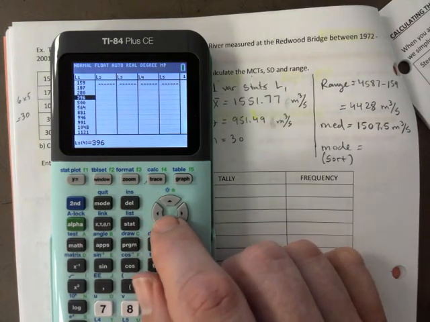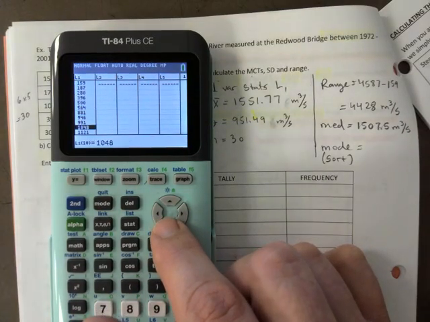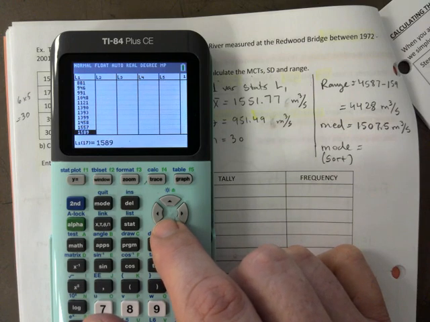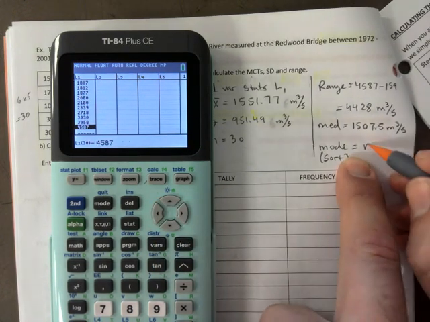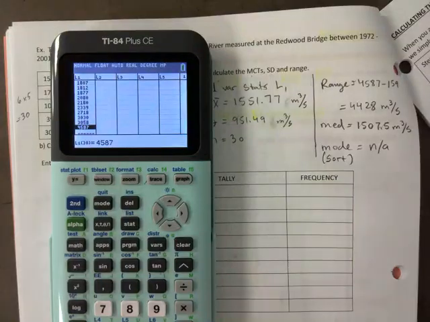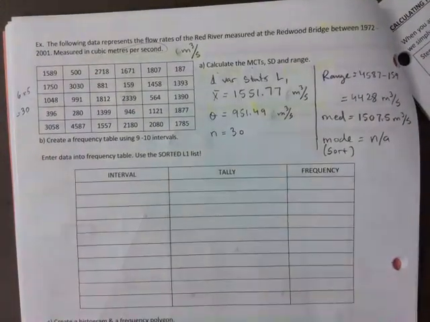I sorted it in ascending order; descending, it doesn't matter. I don't think I'll have a mode. I didn't see any doubles. Every single number is distinct and unique. So mode is NA. There is no mode. Don't put 0 down because then you're saying 0 is your mode. It's not applicable. None. Anything like that is good to go.